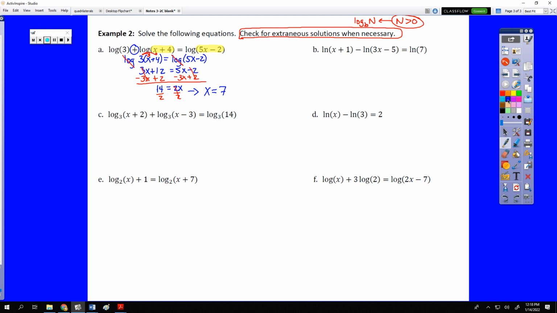So checking the answer simply means make sure that when you put x back into the original equation, there are no negative numbers or zeros inside of logarithms. Okay, on to example B.